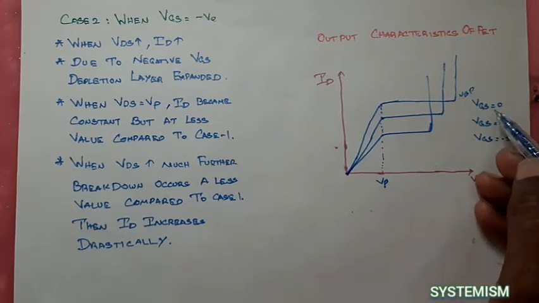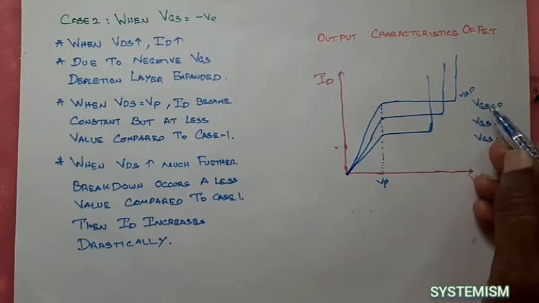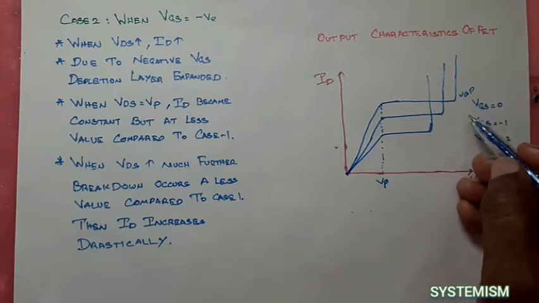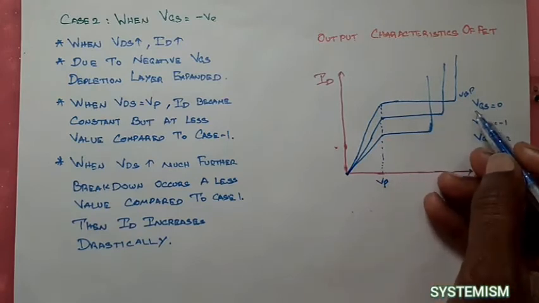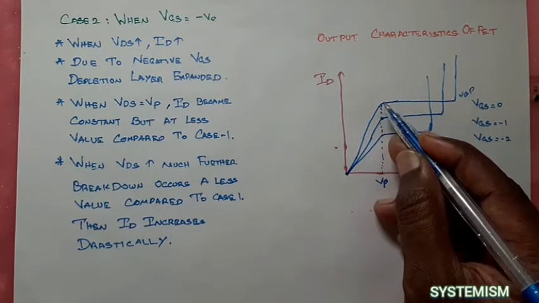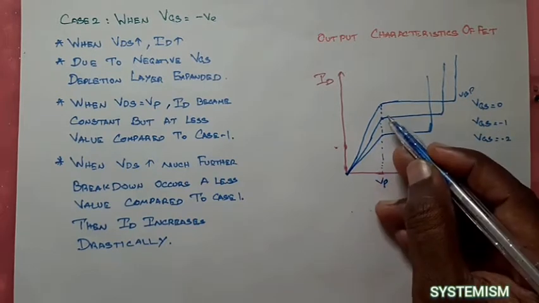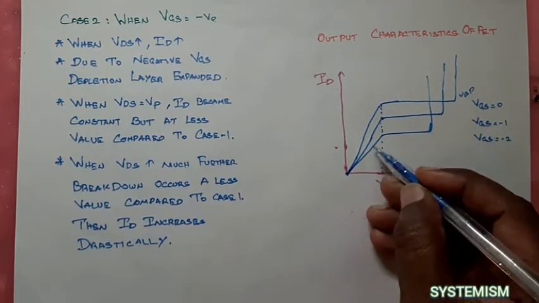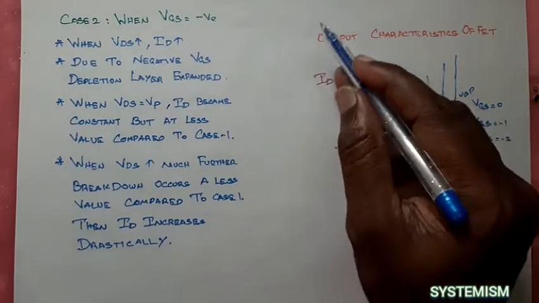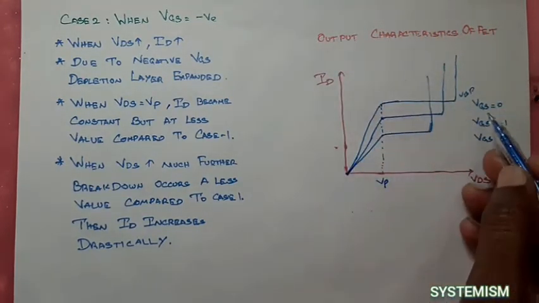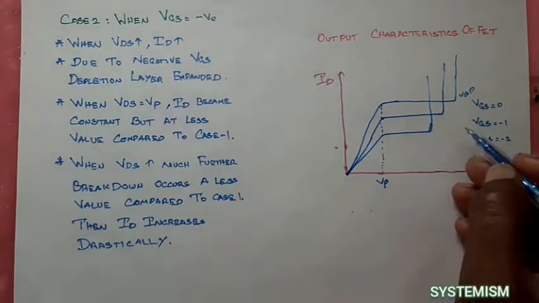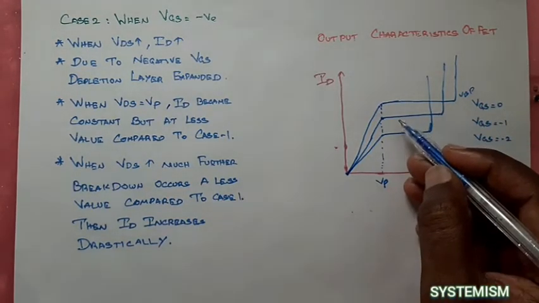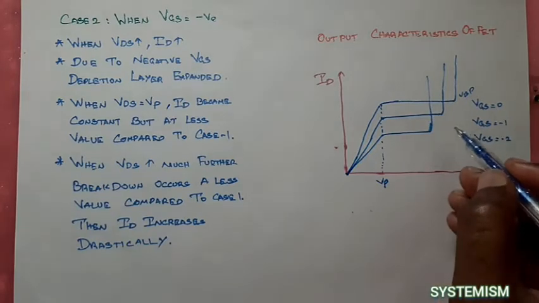Normally, see here what happened. When we vary the input voltage, that is the field, the output current varies. Input field is 0, output current is more. Input field is minus 1, output current reduced. Input field is minus 2, output current is further reduced. So the output characteristics depend upon the input voltage. That is why this is called a field effect transistor. If you vary the field, the transistor output will vary.